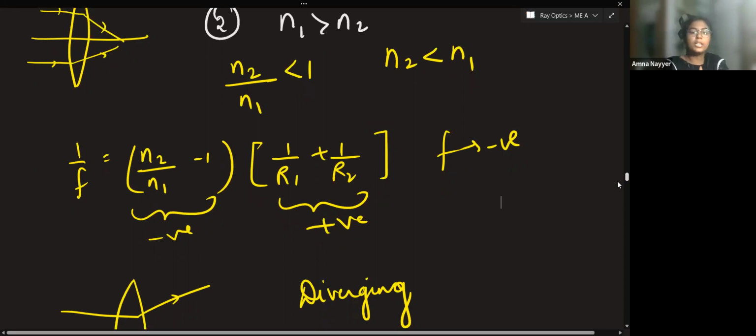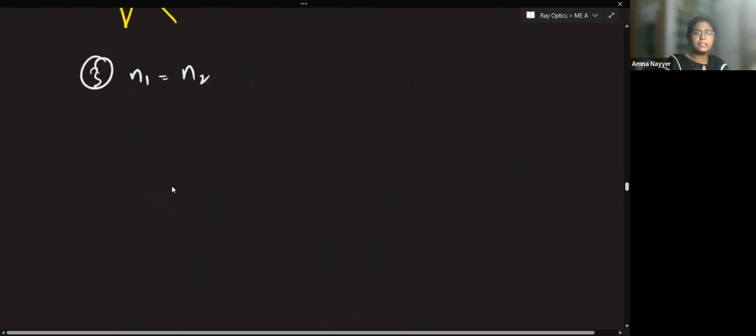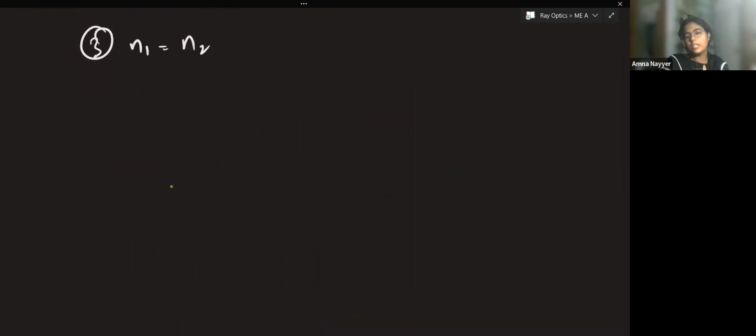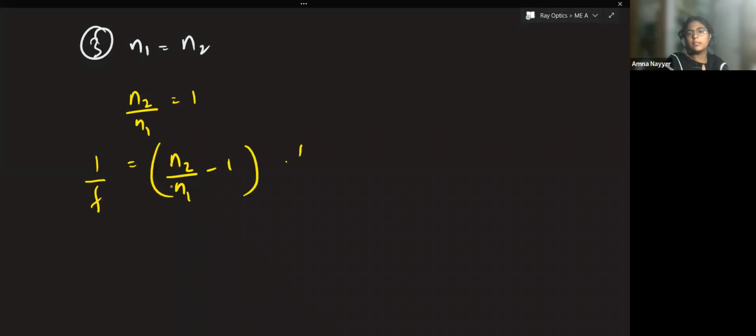Now, what if the refractive indices of both the materials are the same? If both of these quantities are equal, it means N2 by N1 is equal to 1 here. So 1 by f will be equal to (N2 by N1 minus 1) times (1 by R1 plus 1 by R2).